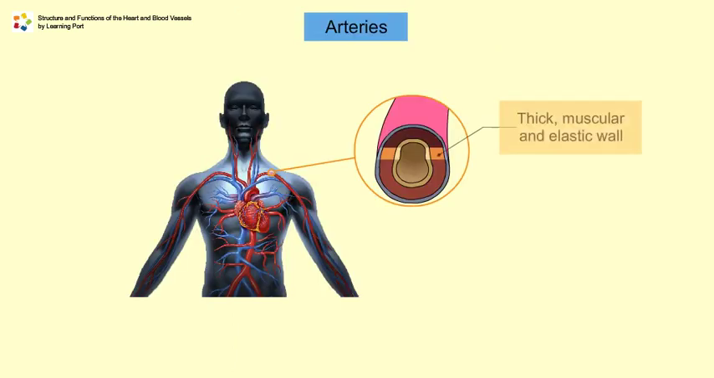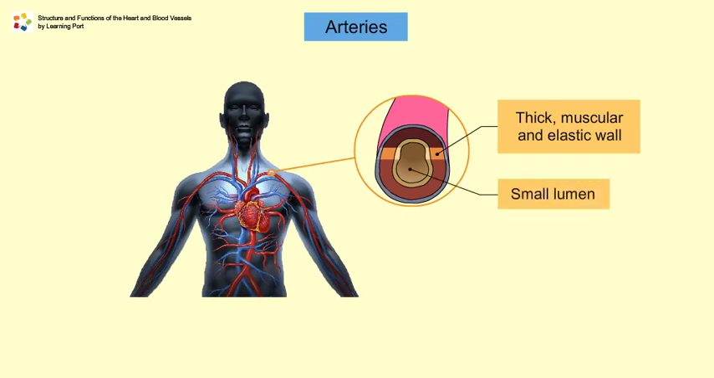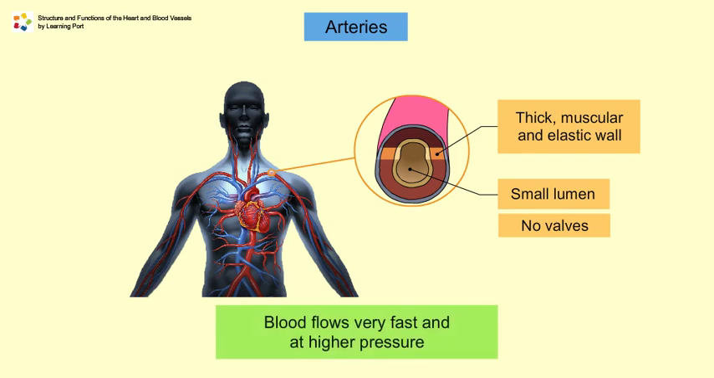Arteries have thick muscular and elastic walls. Arteries have a small lumen but no valves. Blood flows faster and at a higher pressure than in the veins.